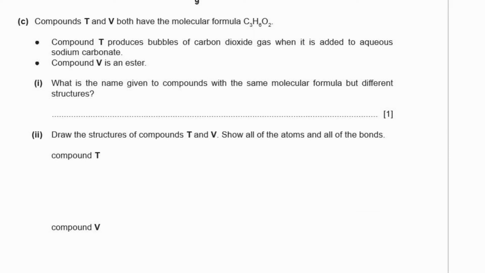C, compounds T and V both have the molecular formula C3H6O2. Compound T produces bubbles of carbon dioxide gas when it is added to aqueous sodium carbonate. Okay, and compound V is an ester. So what is the name given to compounds with the same molecular formula but different structures? Those are called structural isomers.